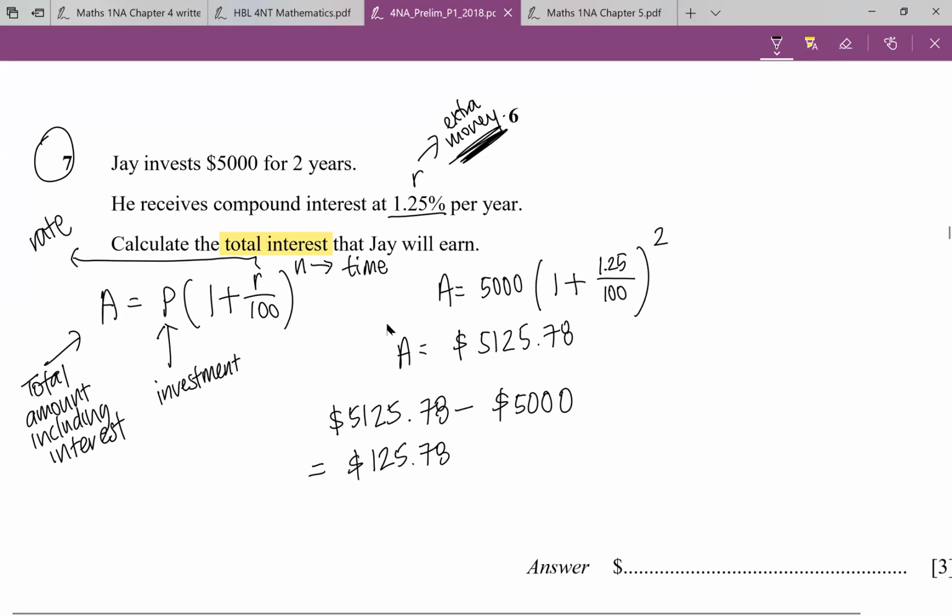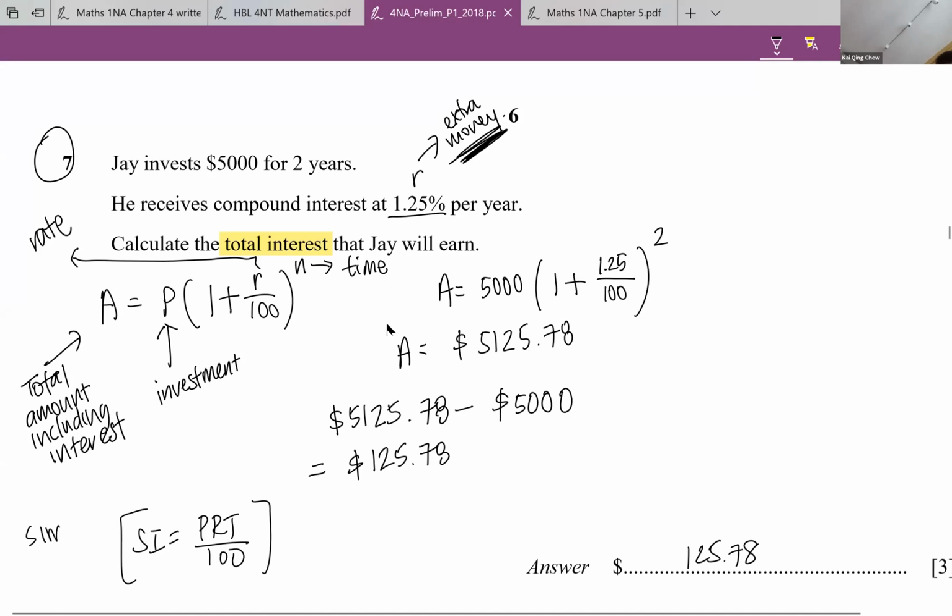Then the PRT over 100 is what? Okay, so this PRT over 100 is simple interest. They will tell you. So this question they tell you is compound interest, so you use the compound interest formula.